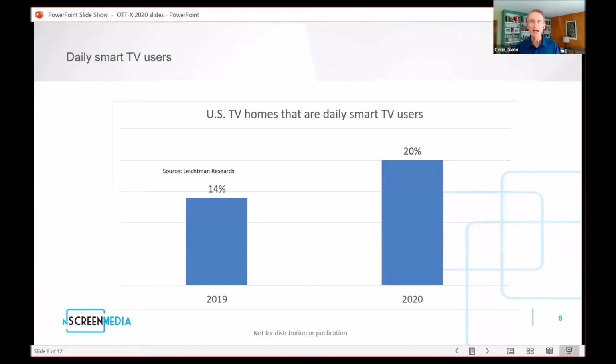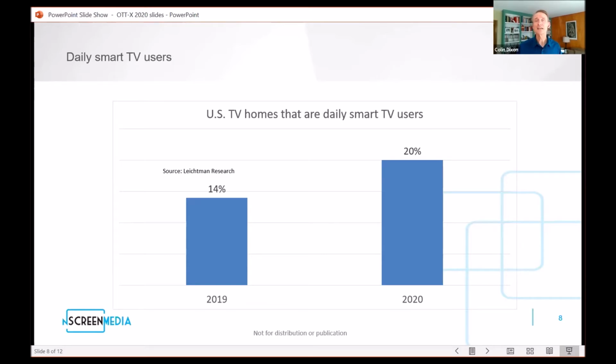Again, Lifeman tells us about 20% of smart TV homes, that's specifically those people that are using their smart TV, are daily users of that device. They use it on a daily basis to stream their content. And again, another big increase, a 6% increase over last year. So this really is a big increase. And so that means that today there are 25 million homes with a smart television, and they are using it on a daily basis in the US.